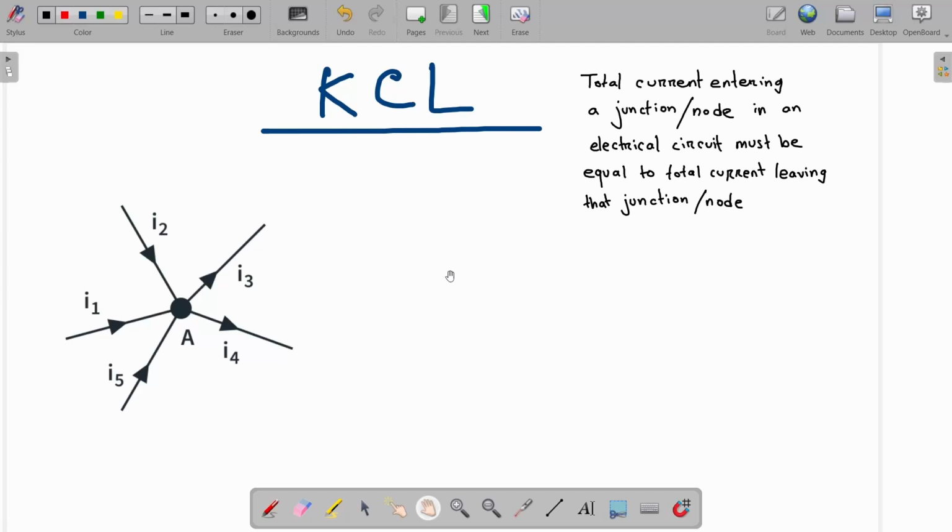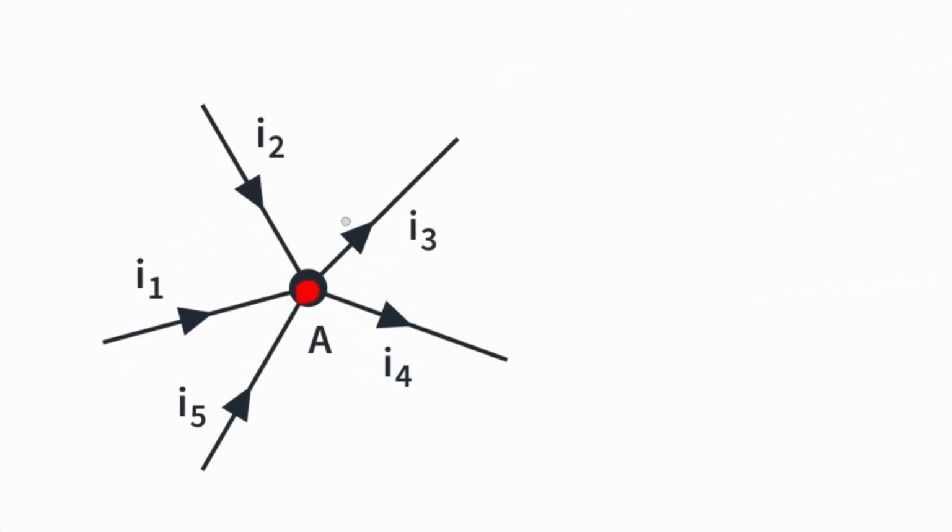Hey guys, today let's solve some KCL problems. Kirchhoff's current law states that the total current entering a node is equal to the total current leaving that node. Let's observe this junction A.